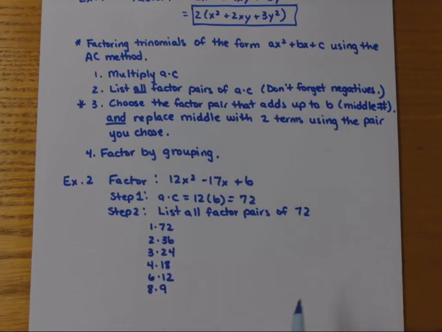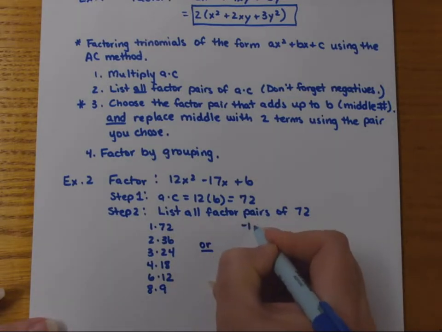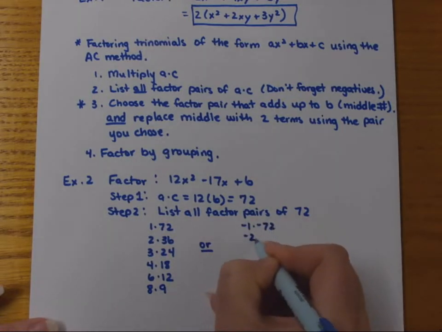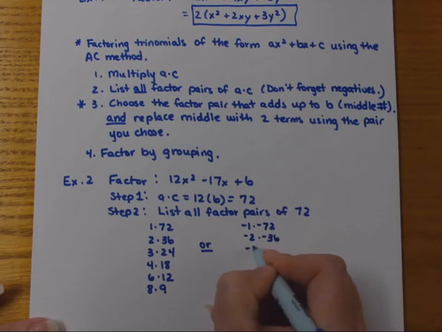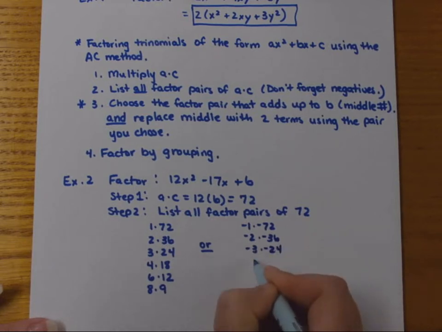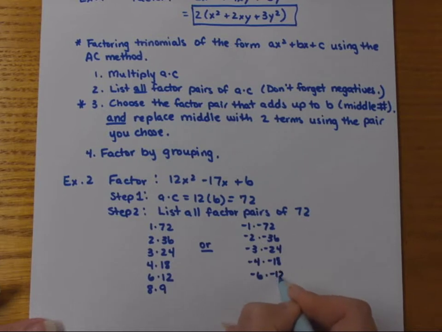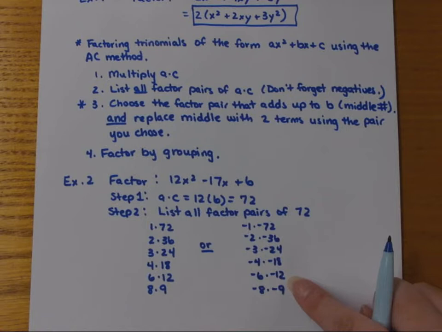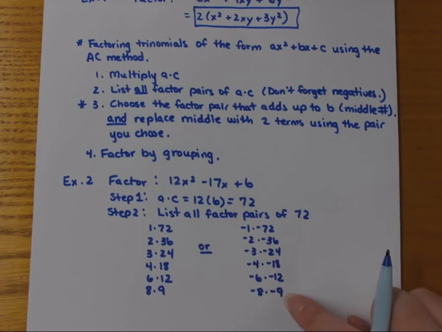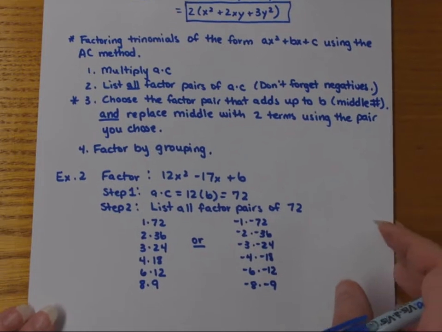But I also need to remember that a positive times a positive is a positive answer, but also a negative times a negative is a positive result. So I have all these same numbers, just the negative versions. Notice in all of these examples, they're both negative. If only one was negative, that wouldn't work because we would get a negative 72. But a negative 6 times a negative 12 is positive 72. So is a negative 8 times a negative 9. So that's what I meant back up in step 2 when I said don't forget the negatives.